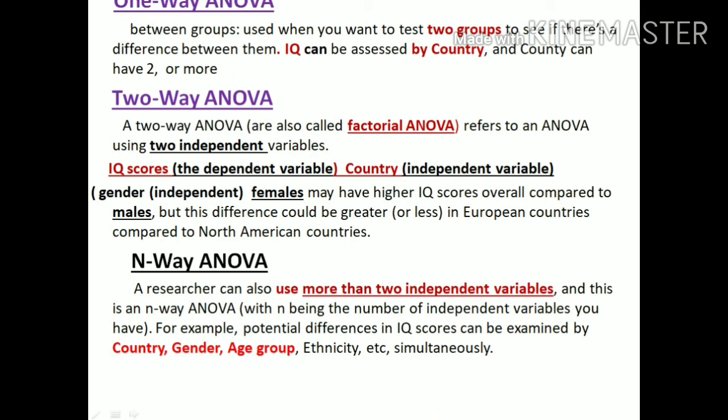When we are comparing in the t-test, at least two groups are required. Two independent variables are required.